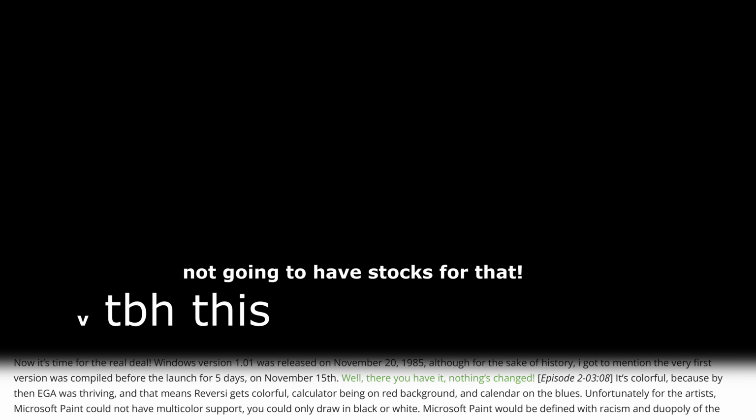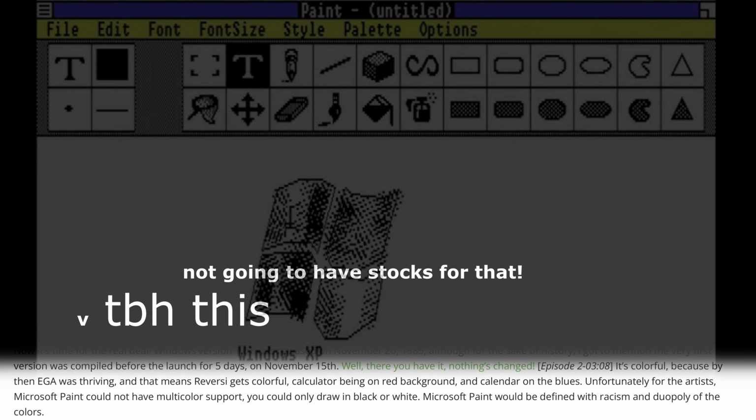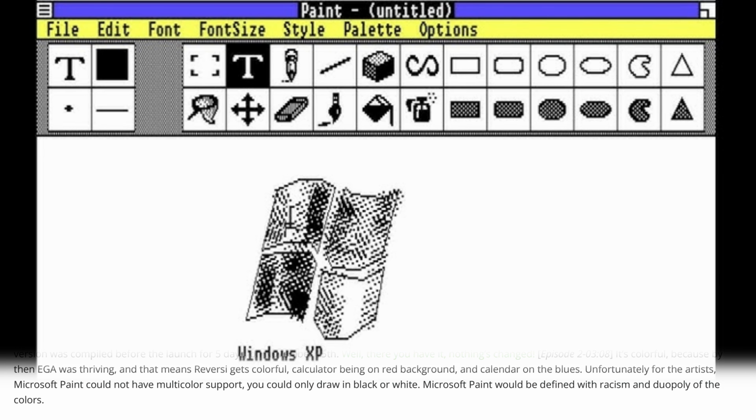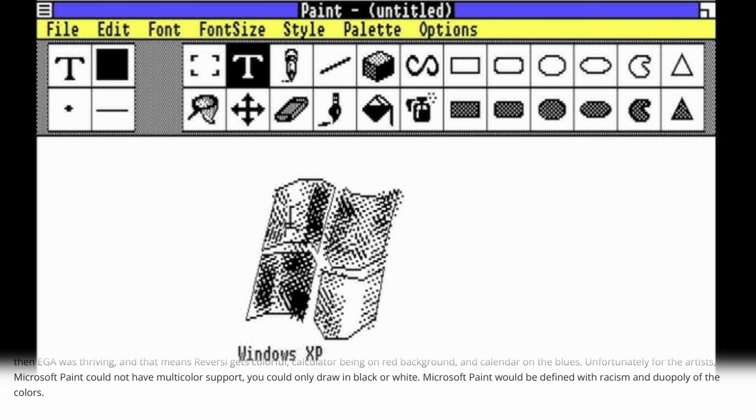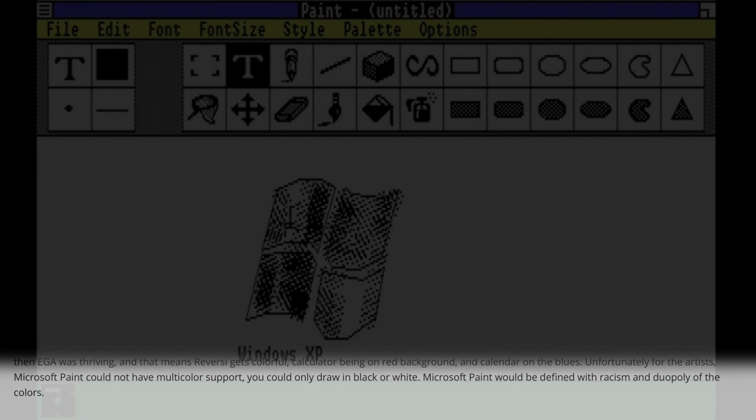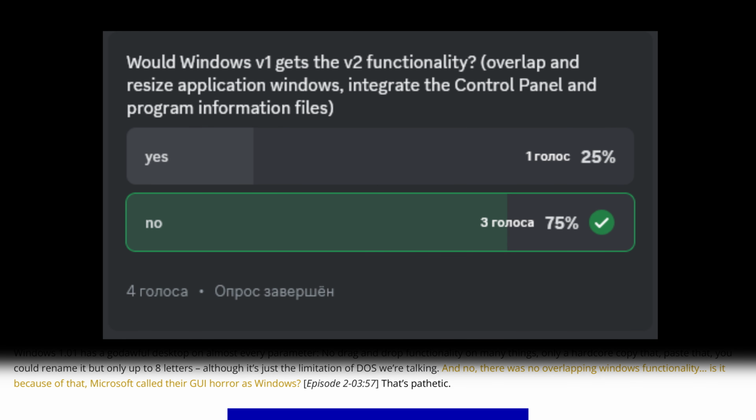Unfortunately for the artists, Microsoft Paint could not have multicolor support, you could only draw in black or white. Windows 1.01 has a pretty awful desktop on almost every parameter, no drag and drop functionality on many things, only a hardcore copy this, paste that. You could rename it but only up to 8 letters, although that's just the limitation of DOS we're talking about. And no, there was no overlapping windows functionality. Is it because of that Microsoft called their GUI horror Windows?